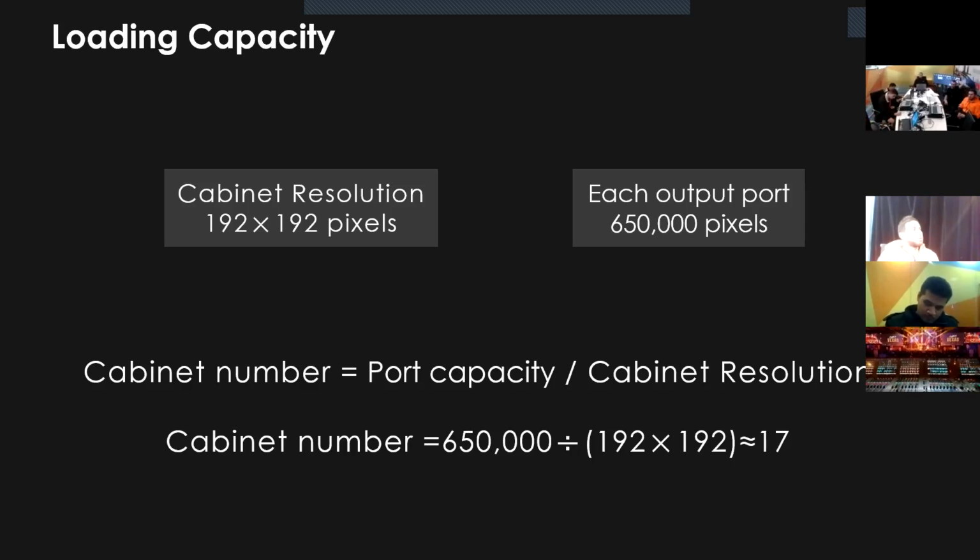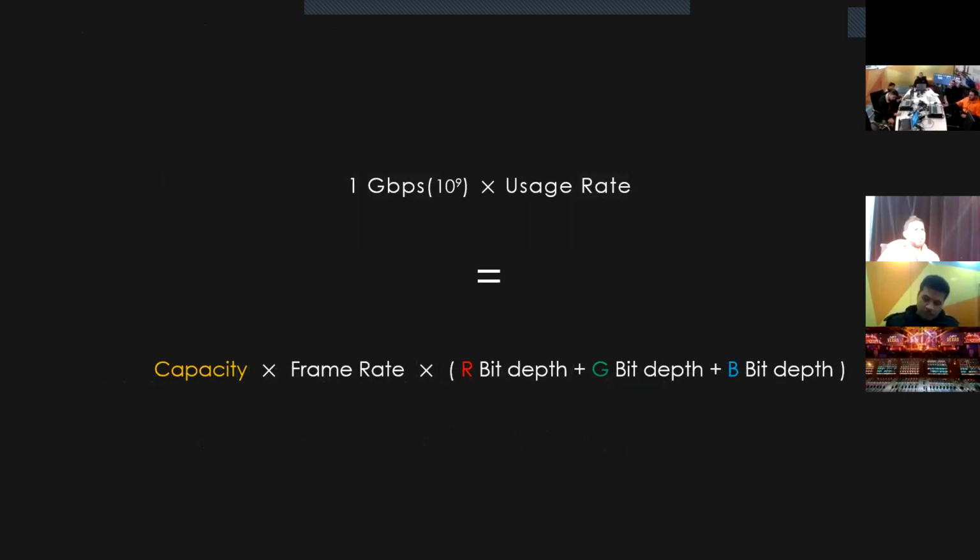And the next part is the reason why the capacity of one port is 0.65 million pixels. I think it's better for you to make notes or take a screenshot, because this is a little bit hard.